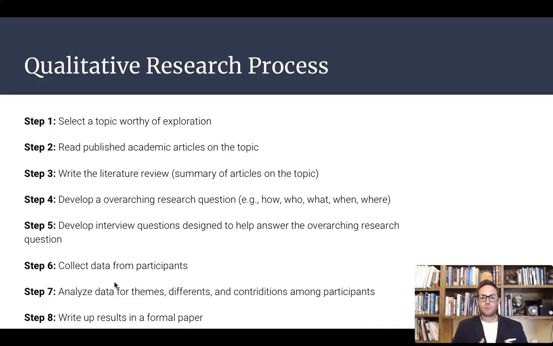conflict patterns, or how do people express affection in a particular culture? It could relate to identity, how do people communicate a particular identity within a specific context, right? So the more narrow your topic is, the easier it is to manage and to research. So again, when selecting a topic, you want to start broad, but really get narrow as you refine that topic. The second step is to read published academic articles on that topic.